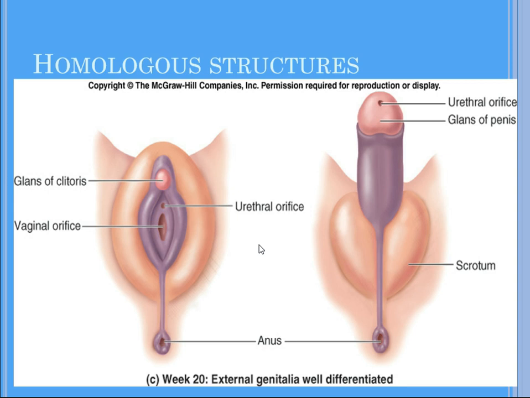Okay, and then this is just an example. This is at week 20. You have clearly defined genitalia. I mean, they're very different. You know what the result is going to be. But you can see through the colors what each part relates to, and I think that's actually really interesting.